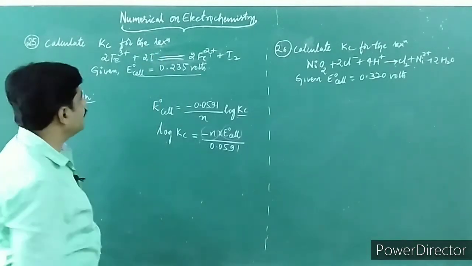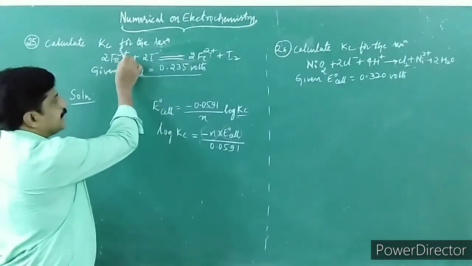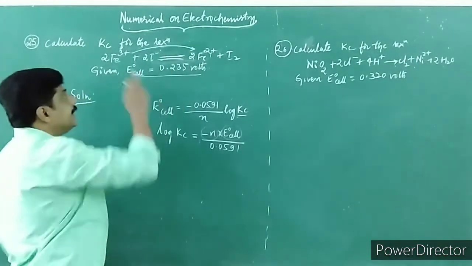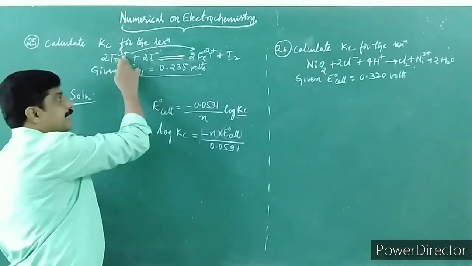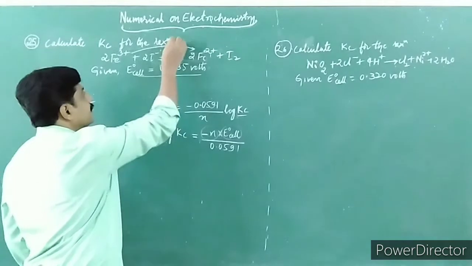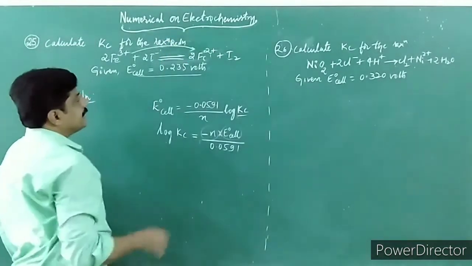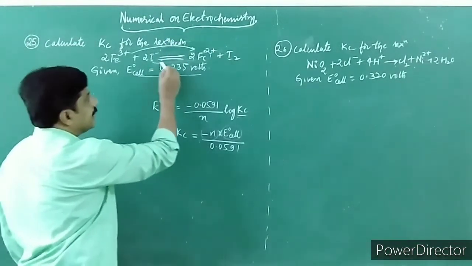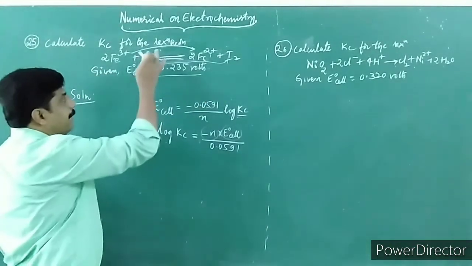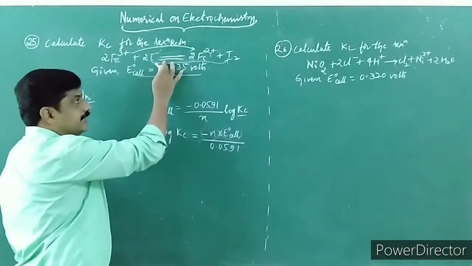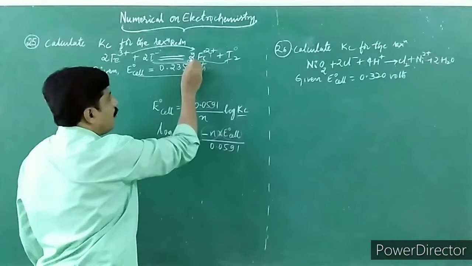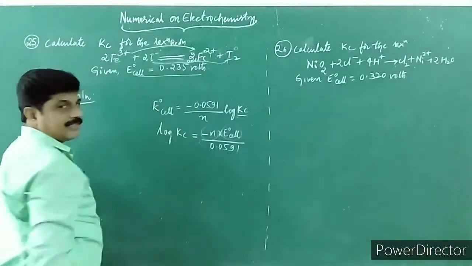reaction. Look at here, Fe³⁺ is getting converted into Fe²⁺. That means there is decrease in oxidation state from +3 to +2, and decrease in oxidation state is called reduction, is it not? Now other side, I⁻ is getting converted into I2. That means from -1 oxidation state, it is increasing to 0 oxidation state. That means oxidation takes place.